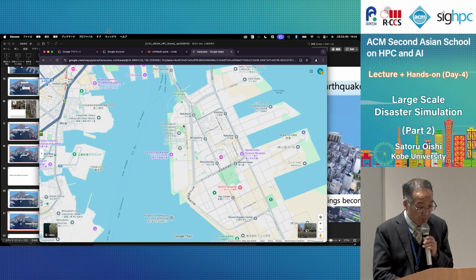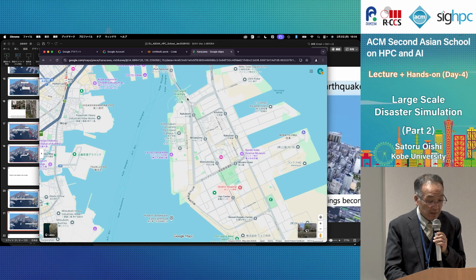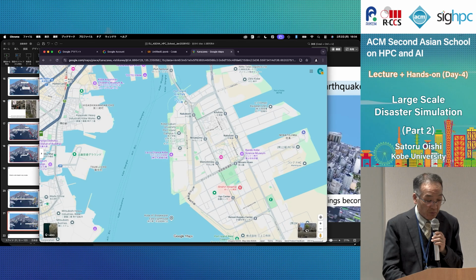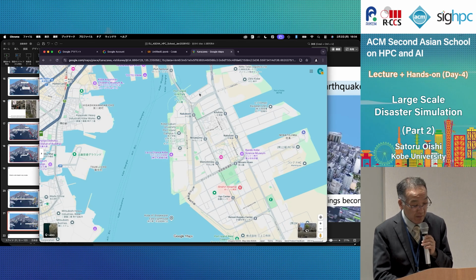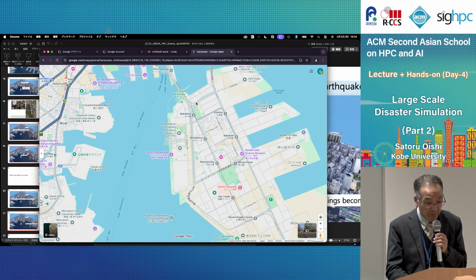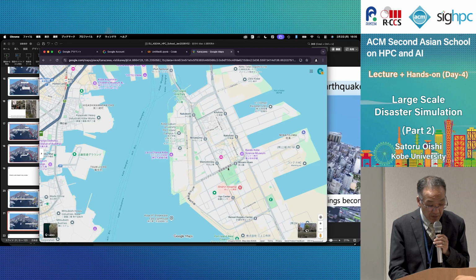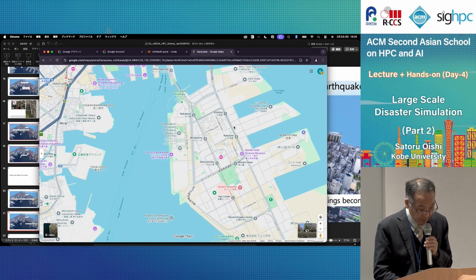But if you stay around here occasionally, if you take the Port Liner, it's okay. But if you are at the ground level and stay here occasionally, you may come to the south. Okay.